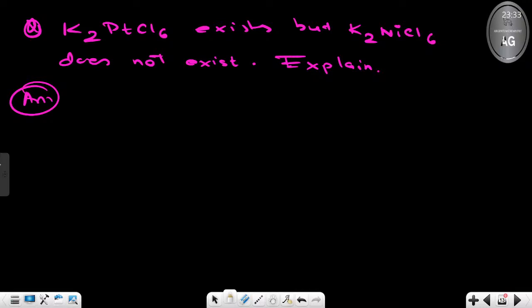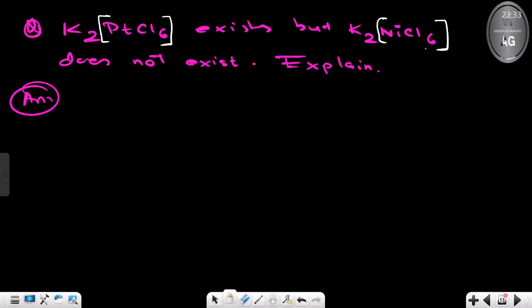What is written as read? K2PtCl6 is actually a complex. I have written it in that format, I shouldn't have written it. It's actually a complex and should have been in a bracket. K2PtCl6 exists, but K2NiCl6 does not exist.